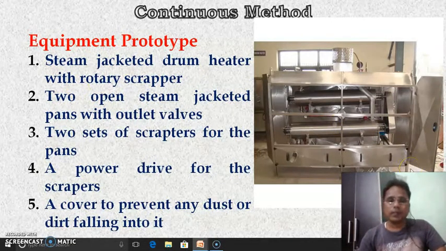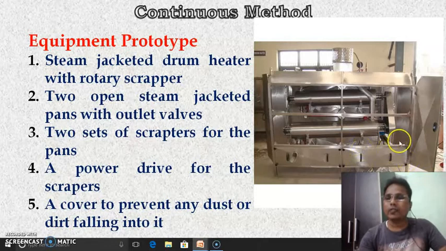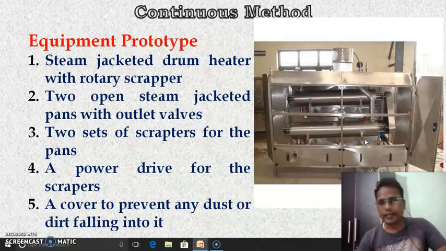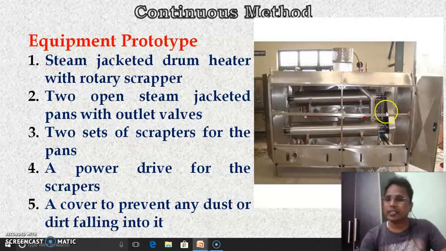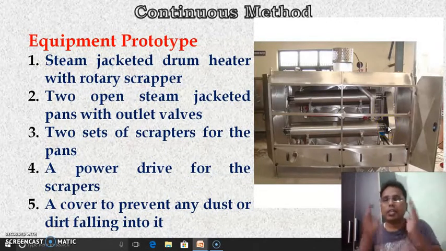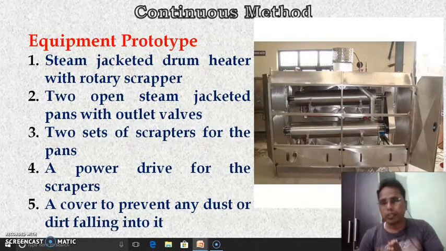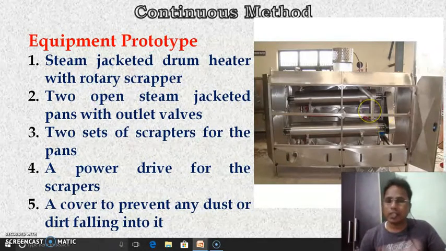And then the Khoa, in this method also, shows the sign of leaving the bottom, and the Khoa is taken outside this machine, that is the equipment prototype. In this continuous method, it means the milk is continuously supplied to this machine for the preparation of the Khoa. So this is the third method, that is the continuous method.